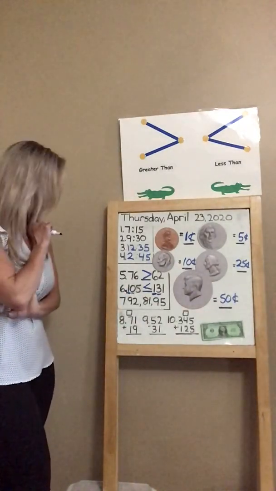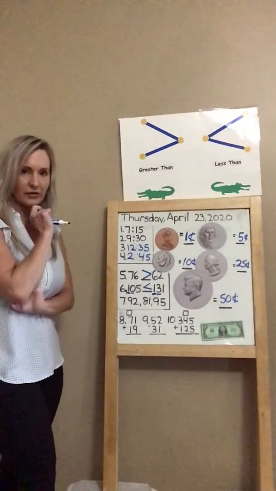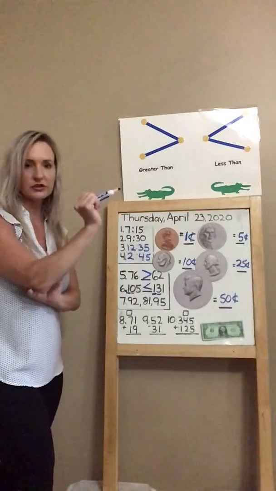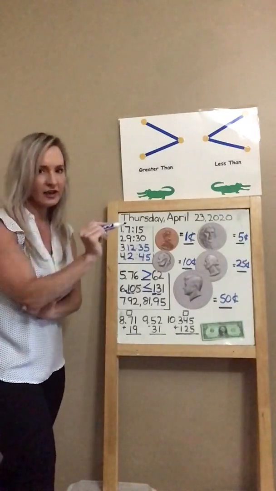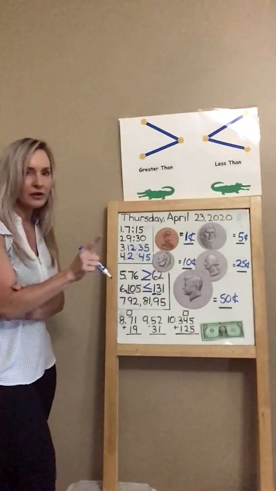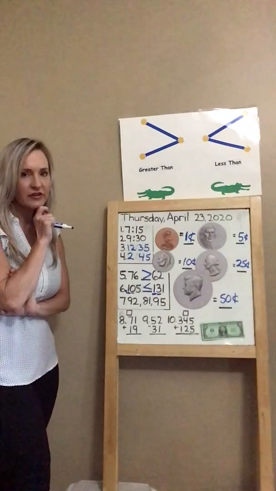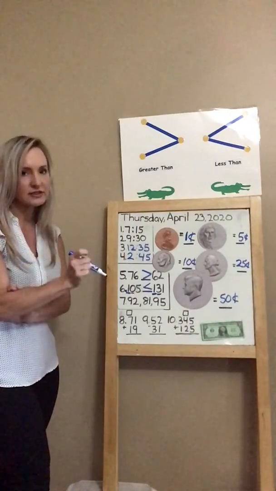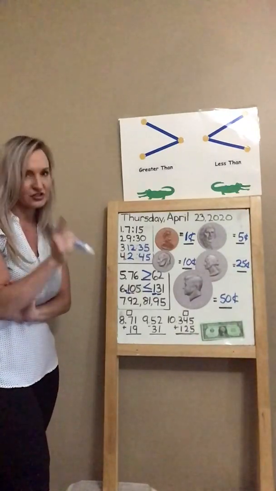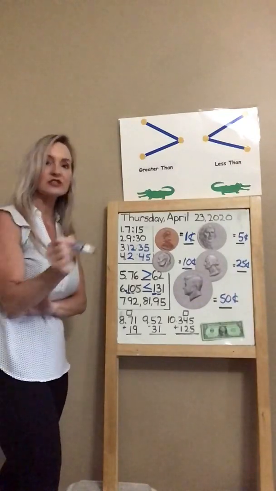Now, this is what I want you to do. I want you to underline your least number and circle your greatest. Underline the least, circle the greatest. Now, remember, you're comparing two-digit numbers. What place are you going to compare first? Your tens or your ones? Yes, your tens place. Now, you may pause the video to underline your least and circle your greatest.